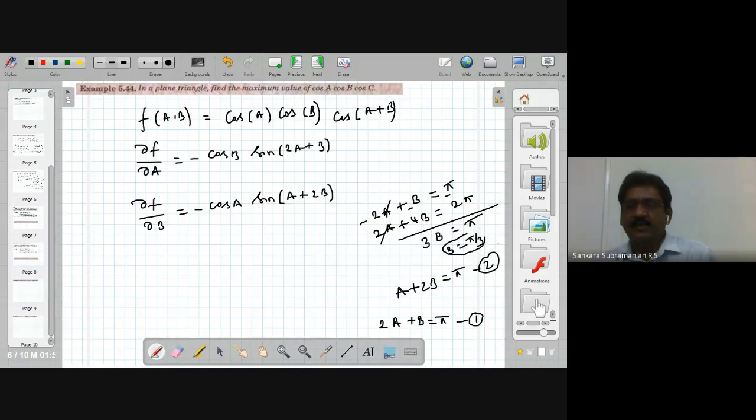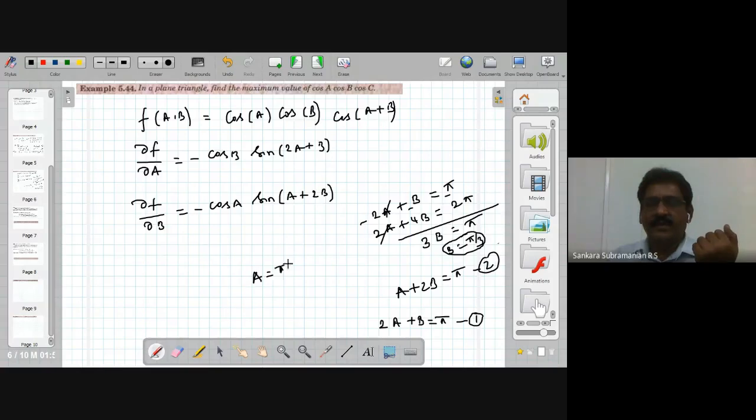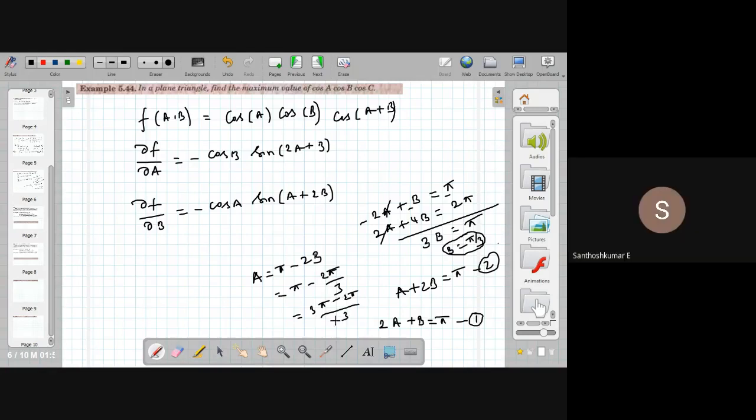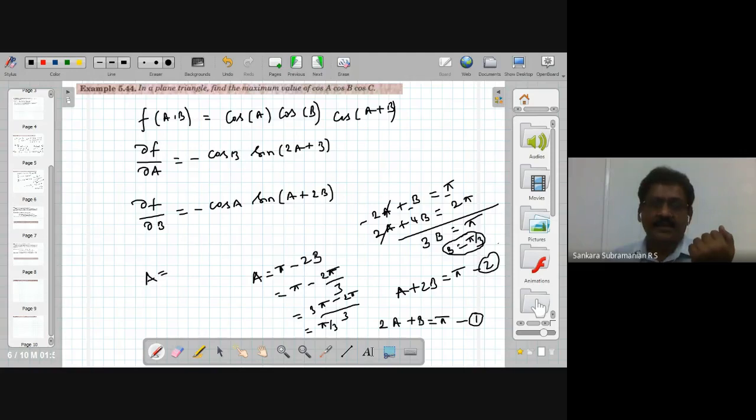If you put 0, then b is 0 and a is 0, and when we talk about the angle, 0 is absurd, so we are not taking it. Now substituting, we get a equal to pi minus 2b, which is equal to pi minus 2 times b, 2 pi by 3, which is equal to 3 pi minus 2 pi by 3. So A is also equal to pi by 3.